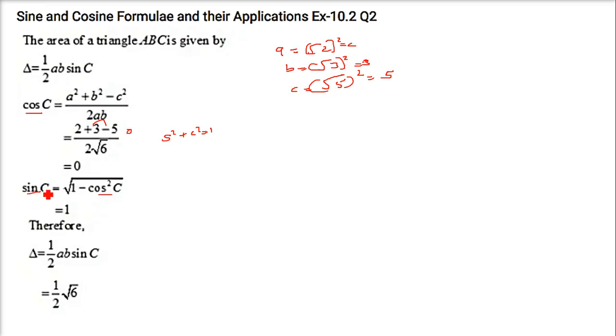Now we have sin C, so we can put it here. So it will be half into a, that is root 2, into b, that is root 3, into 1. So root 2 into root 3 is root 6 by 2 is the answer.